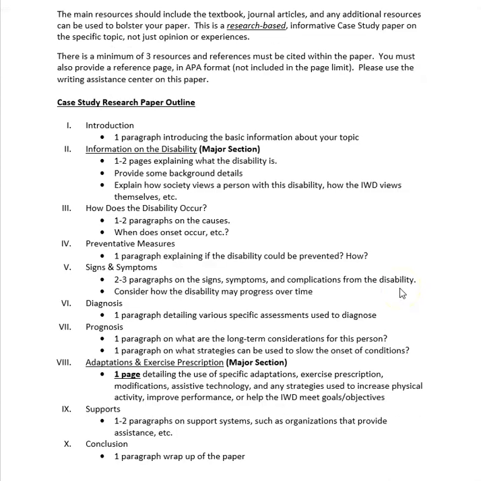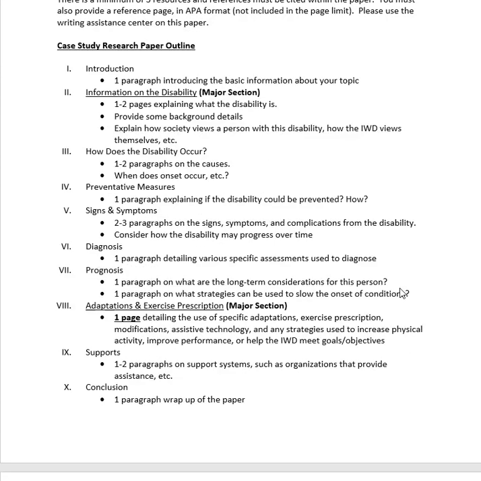So here's your outline. First of all, start with number 1, your introduction. 1 paragraph introducing the basic information about your topic. So give me the name of your topic and provide a paragraph just detailing that specific disability.